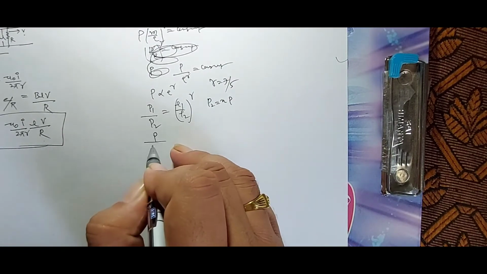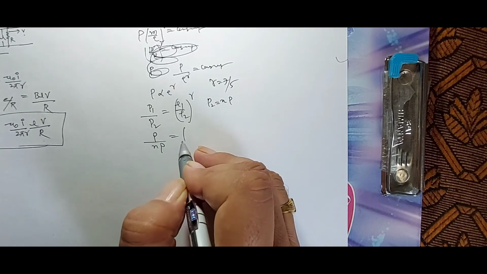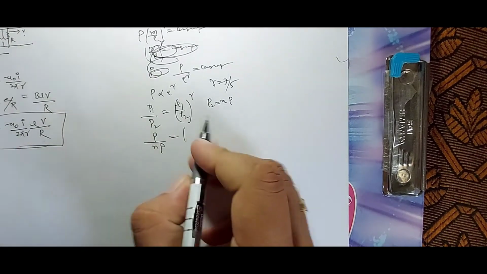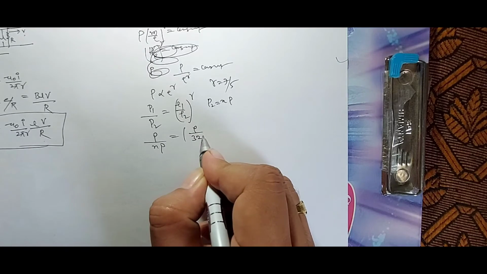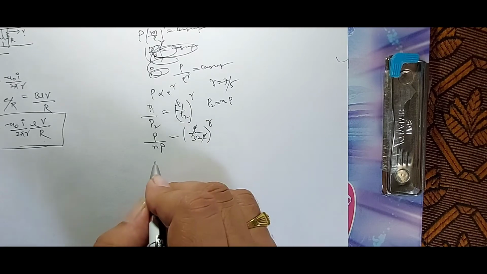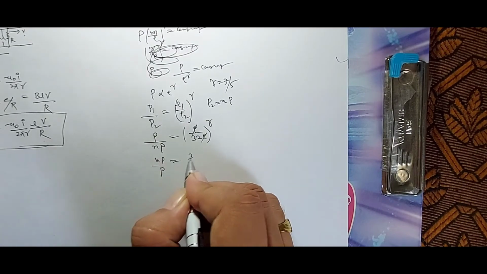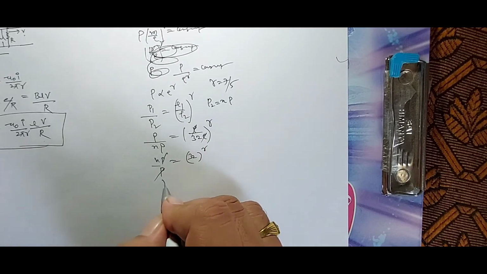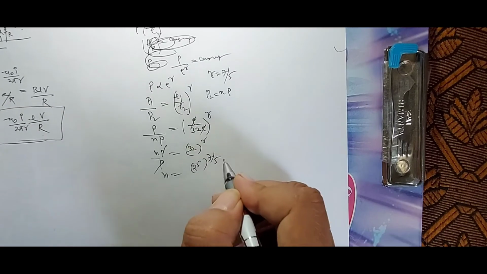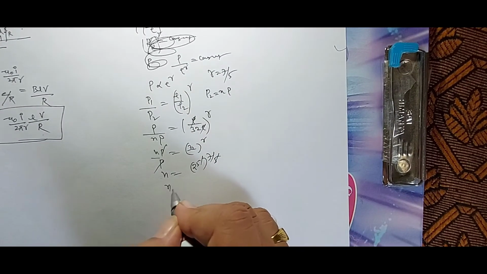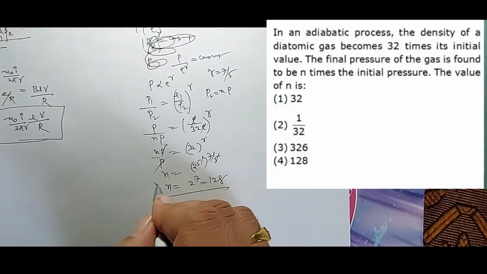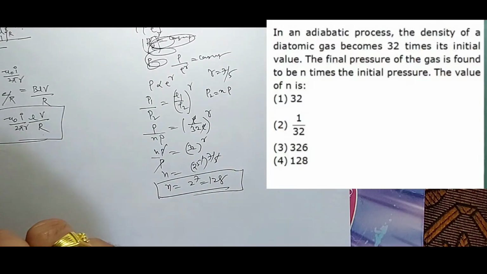So P by nP is equal to rho by 32 rho whole to the power of gamma, as the density of the diatomic gas becomes 32 times its initial value. Now we want to find n: n is equal to 32 whole to the power of gamma, P cancels. This can be written as 2 to the power of 5, and gamma is equal to 7 by 5, the 5s cancel. Now the value of n is 2 to the power of 7, that is equal to 128. So our option is option 4.